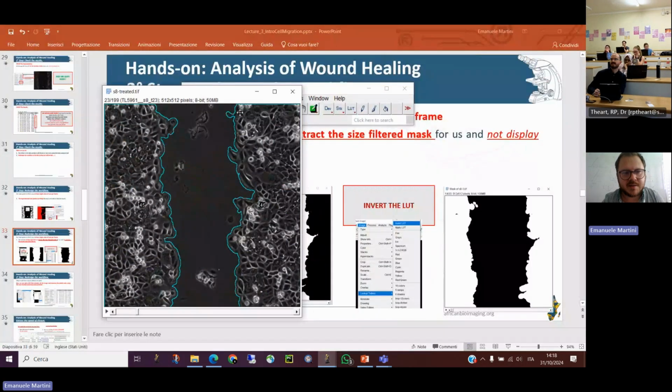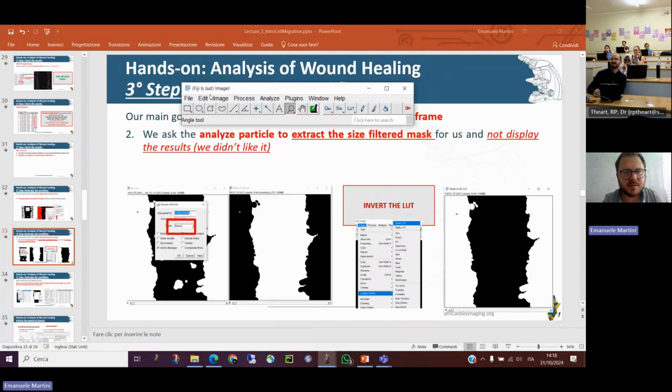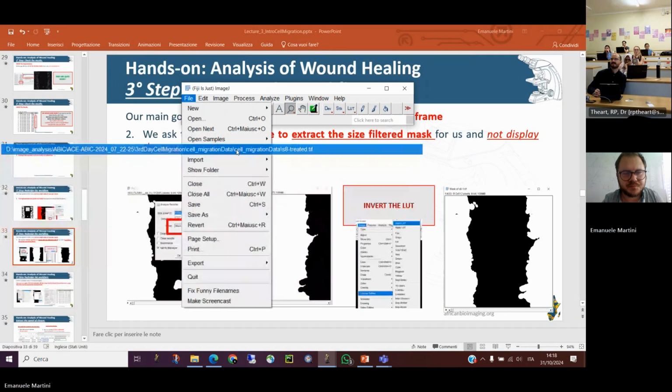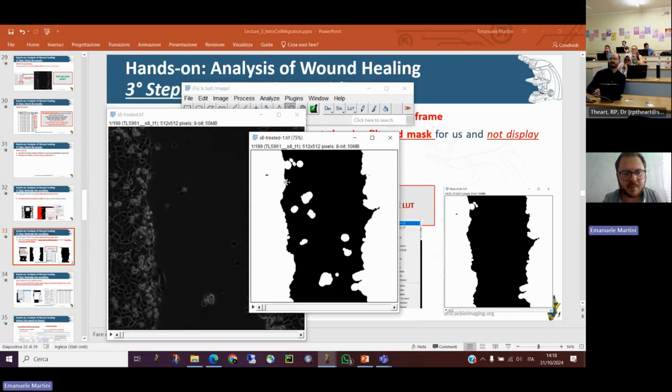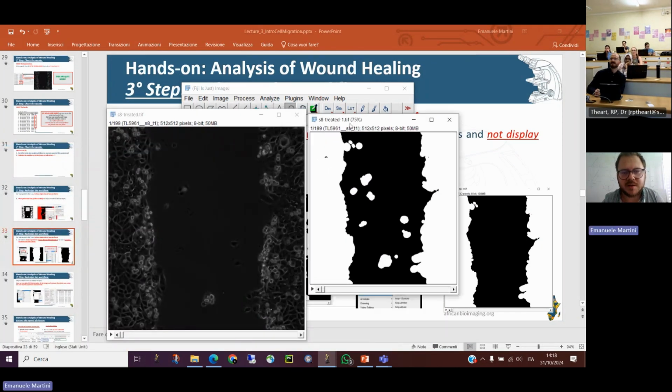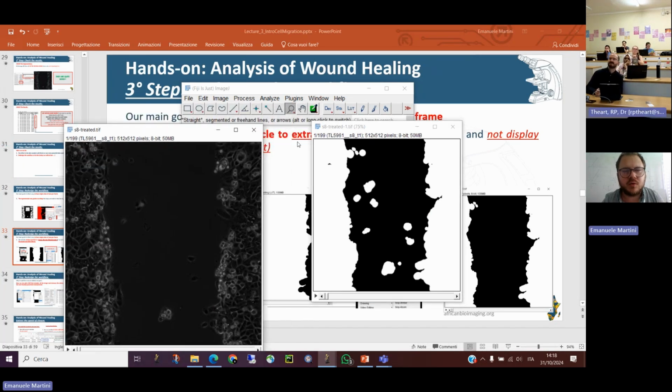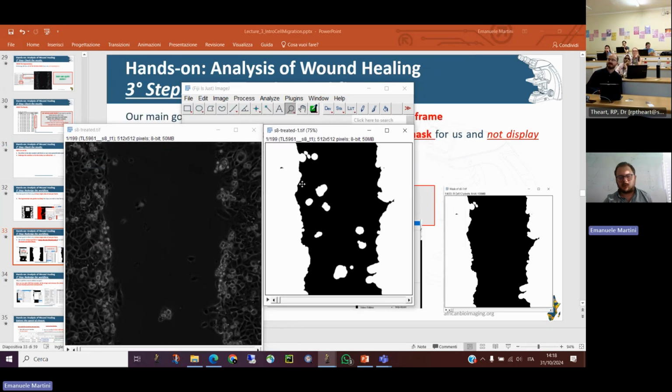So here, let's see this one. Let me open again the image. Then I have my mask that I obtained before. This is good, but what I want to do is some step before the calculation of the results that allows me to get out with only one value.